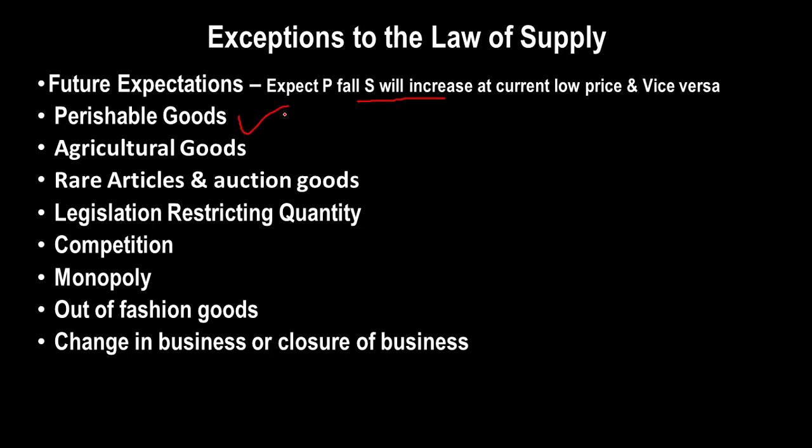Similarly, perishable goods, the producers always try to sell them fast. They cannot keep them for long. So even if in the current period the price is low, the supply will be fixed, or whatever supply of perishable goods is there, that will be there in the market. So you cannot increase the supply of perishable goods. And even if the price is high, it is difficult, because perishable goods cannot be stored for a long time.